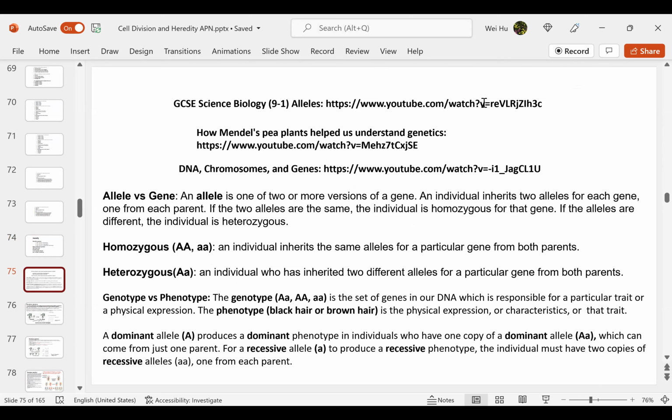general concepts. So we already talked about homozygous and heterozygous, and alleles and genes. Everyone knows genes, right? So we will talk about genotype, phenotypes, dominant and recessive.